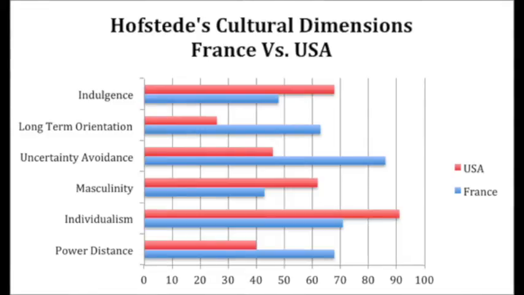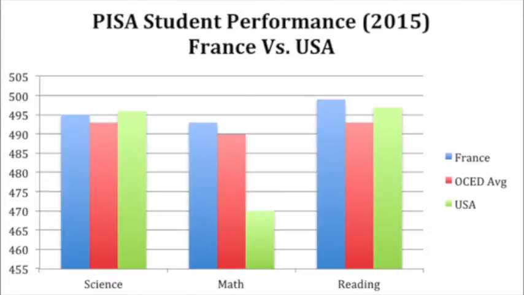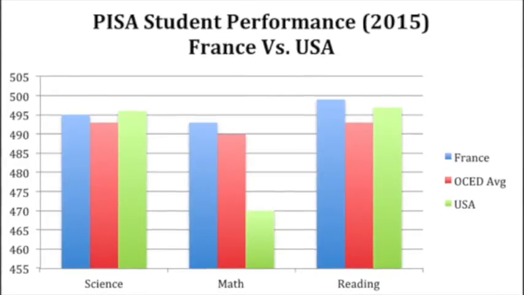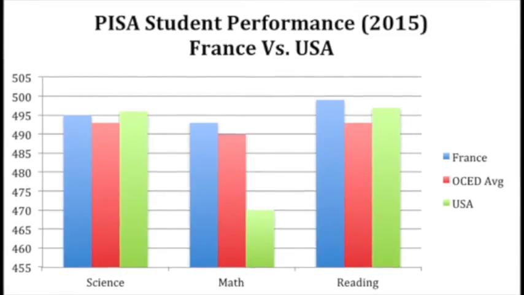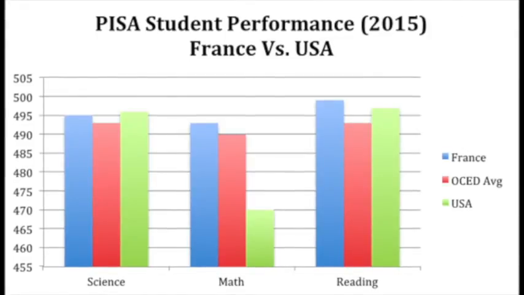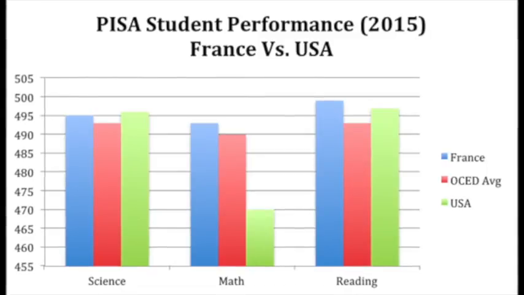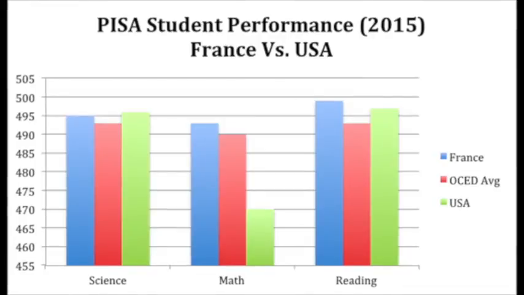The PISA student performance of 2015, France versus USA: France seems to be the same in the reading category, along with the average in both science and reading. Math is a little lower in France than it is in the USA.